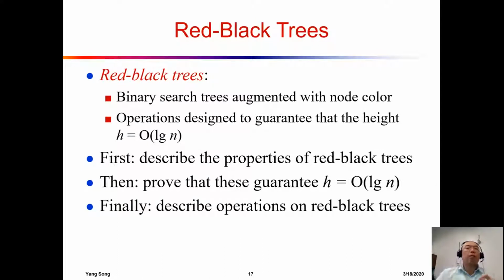Let me give a short example. For example, if we want to delete a node of a red-black tree, we know how to delete a node from a binary search tree, but since it is a red-black tree, we have to do a little bit more massaging of the tree to make sure that it is still a valid red-black tree.